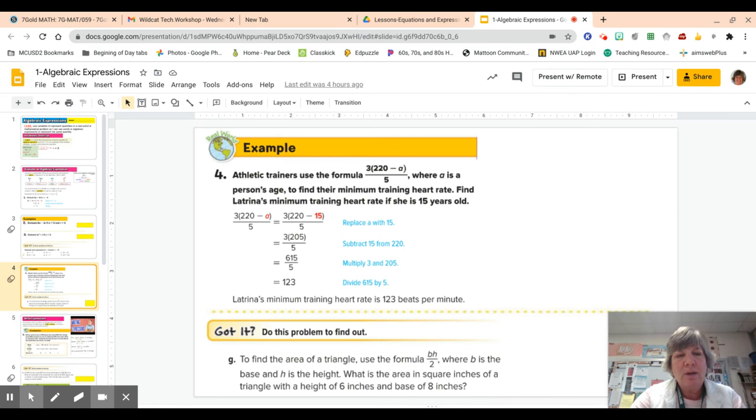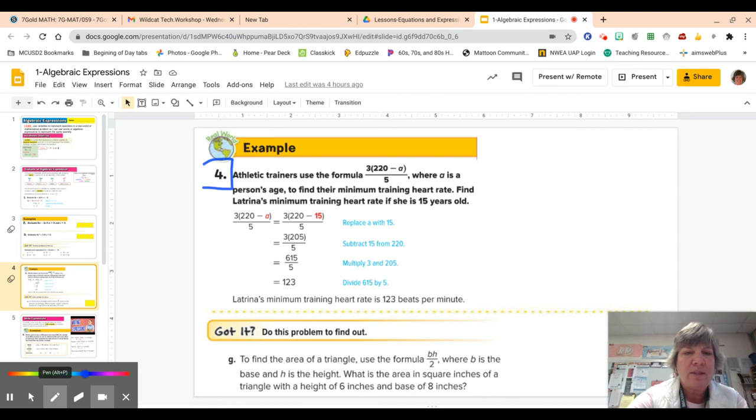Okay, so looking at these next problems, these are simply formulas that are already given to us. And we are going to substitute the amounts that have been given to us into the formula. And the rest we know. So, for example 4, athletic trainers use the formula 3 times (220 minus A), all divided by 5, where A is a person's age, to find their minimum training heart rate. Find Latrina's minimum training heart rate if she is 15 years old.